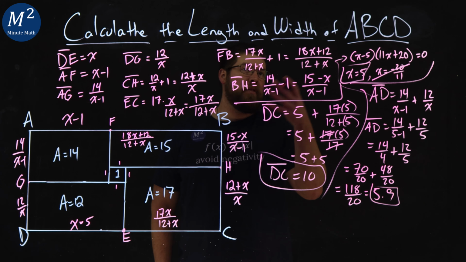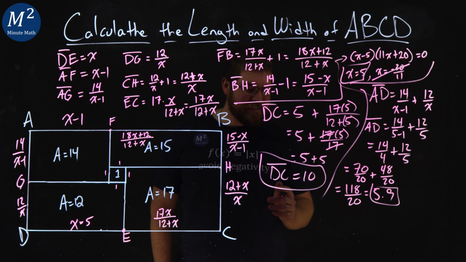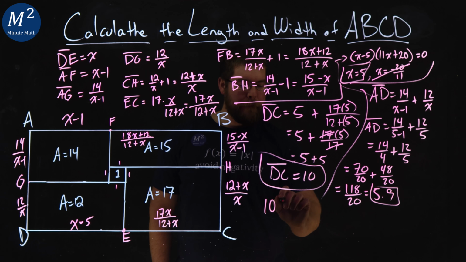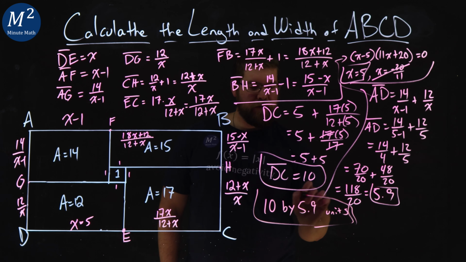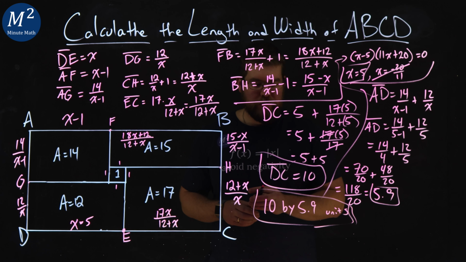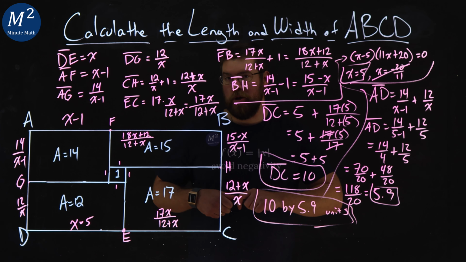So the length and width of our rectangle here, it's a 10 by 5.9 units. And there we have it. We found the length and width of our overall rectangle was 10 by 5.9 units.